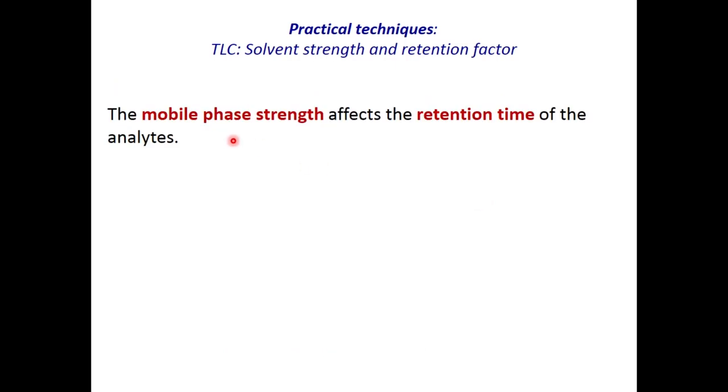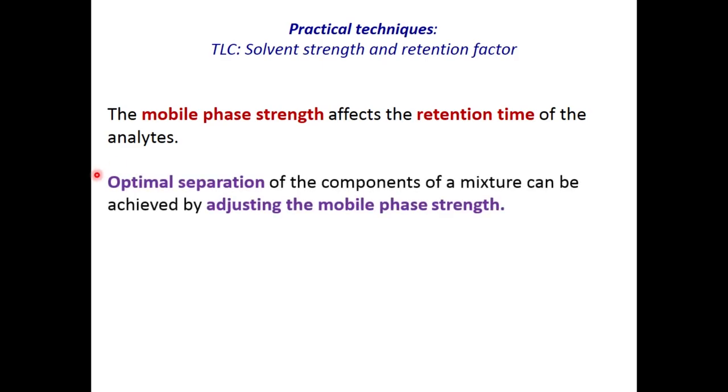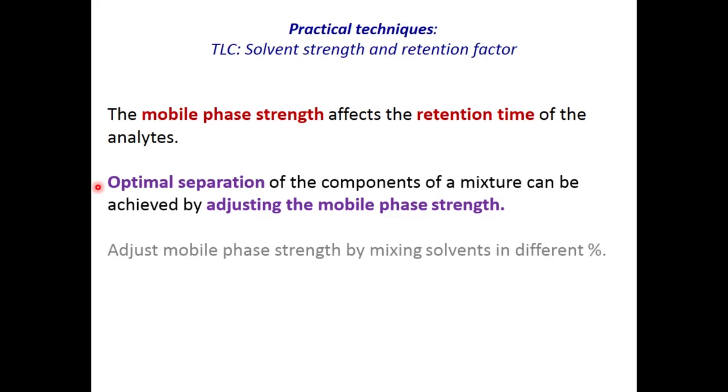The mobile phase strength affects the retention time of the analytes, how far the spot moves up the TLC plate. Optimal separation of the components of a mixture can be achieved by adjusting the mobile phase strength. So if you have 2 or more components in your reaction mixture, you will want that to separate on the TLC plate to show you at least 2 spots, 1 spot for each component. In order for them to separate, you will need to adjust the mobile phase to give the optimal separation.